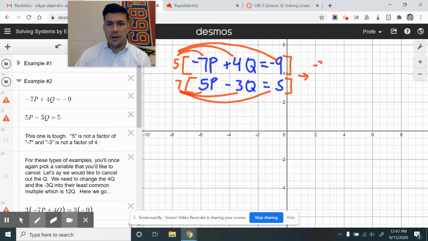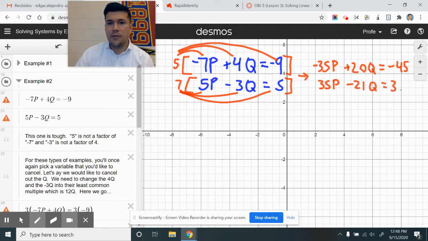So here we go. You have negative 35p plus 20q equals negative 45. Now, in the Desmos file on the left, I actually decided to eliminate my q's instead, which would actually be easier, but I wanted to show you that it works both ways. Okay, 7 times 5p will give me 35p. Hopefully you see now why I multiplied by 5 and by 7, because look at my p values. All right, they're going to end up canceling out. 7 times negative 3q gives me negative 21q. And 7 times 5 gives me 35.